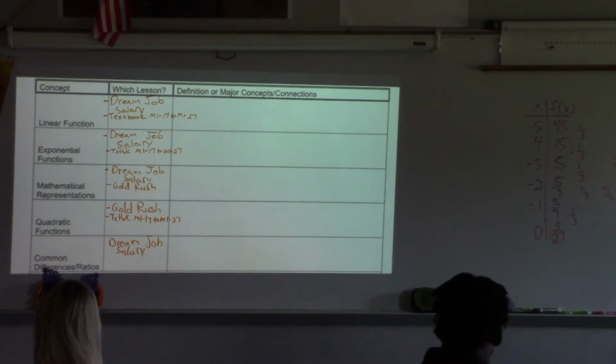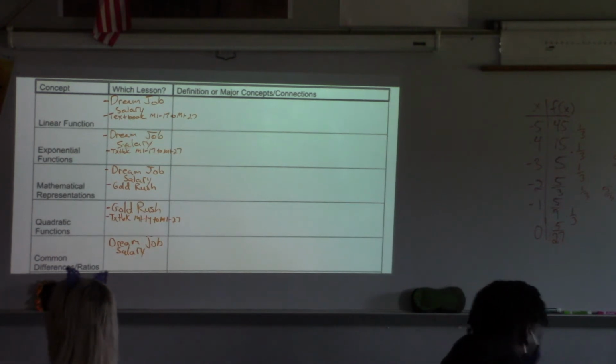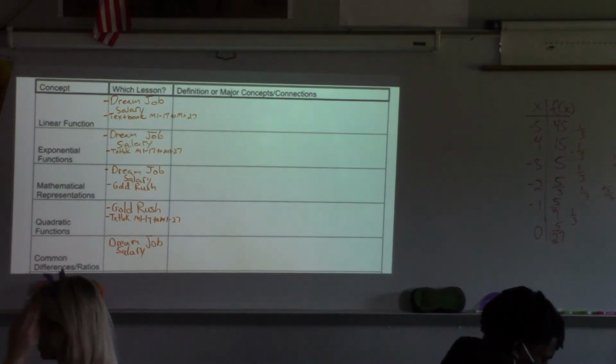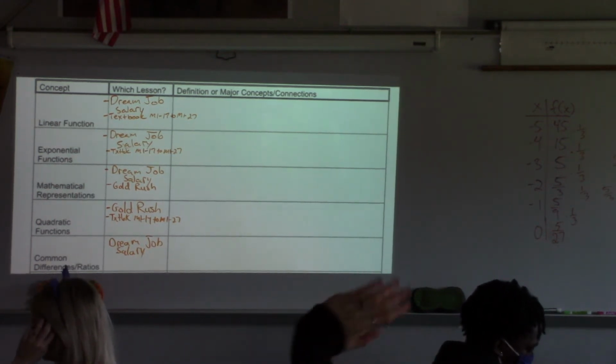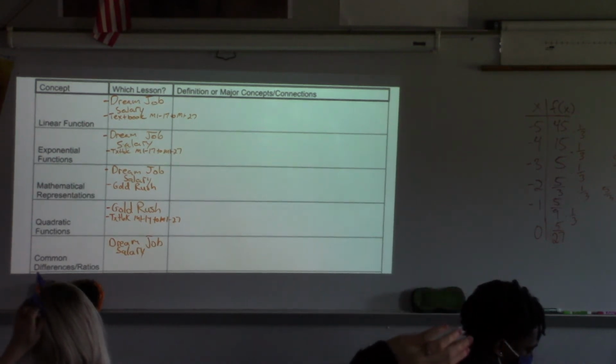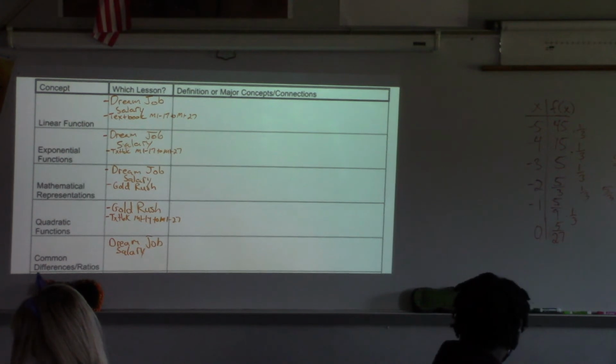Be looking at this so that you can fill it out when we do a lesson and ask yourself, hey, did this lesson cover any of these concepts? You can go ahead and make notes about it so that when you go to do any homework I assign, you can use those lessons as a reference point to help you write the equations, to help you understand what type of function we're dealing with, stuff like that.